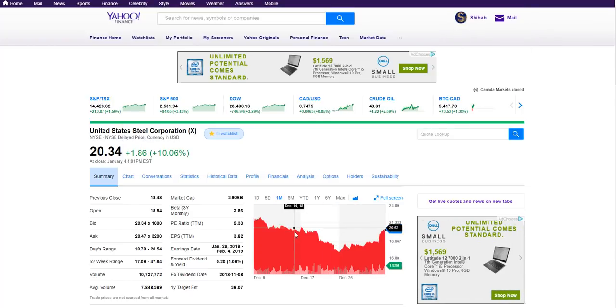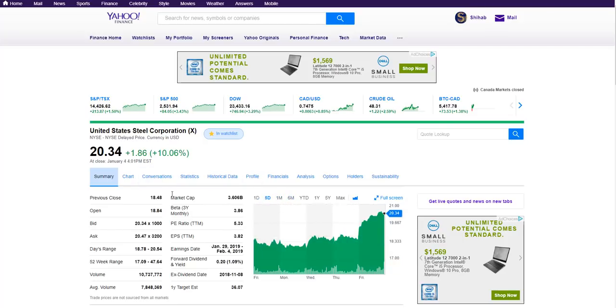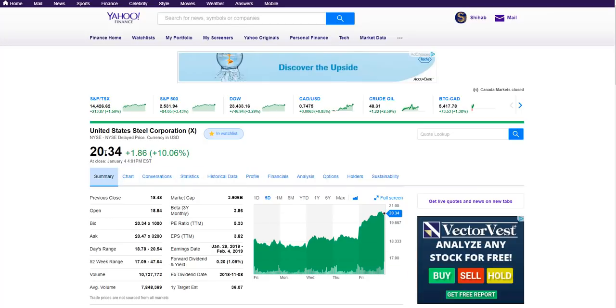So of course, after I bought it at 21.8, the stock market drops and the price drops with it, and it reached all the way down to 17.27. Actually, the 52-week low is 17.09. But luckily, this week, or even on Friday, the stock went up 10%, closing Friday at 20.34. So it's getting close to my purchase price of 21.8.